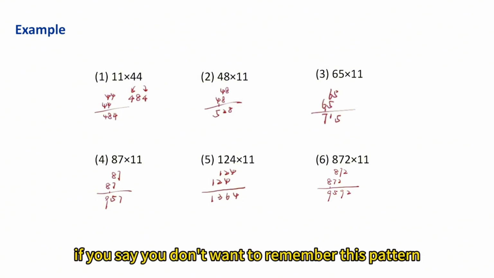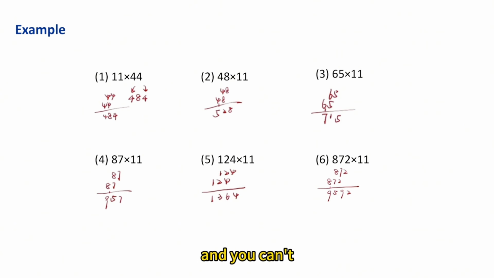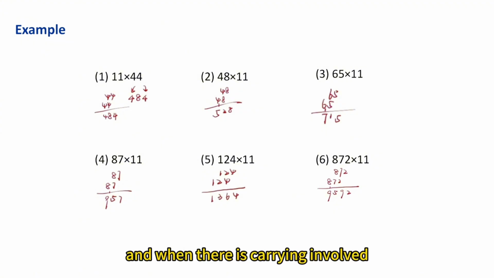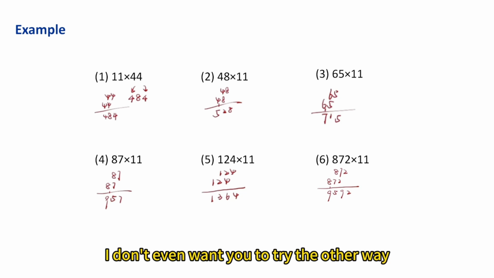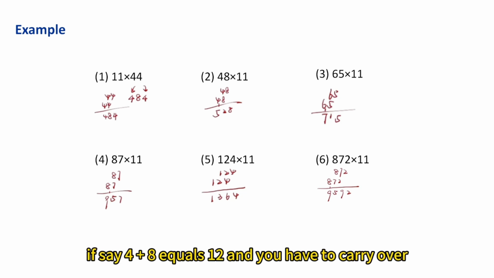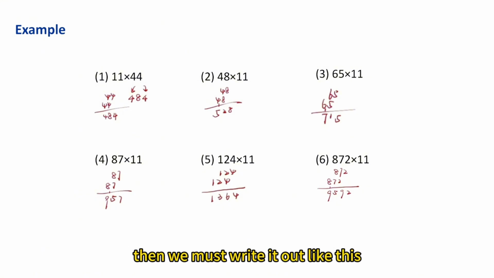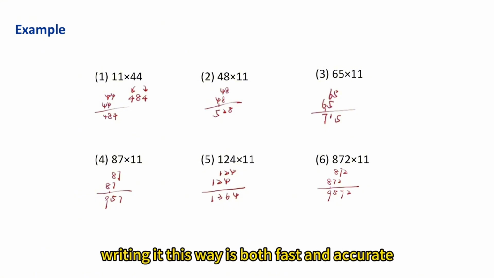Of course, if you say you don't want to remember this pattern, and you can't, that's okay. You can just do it this way. 44, 44. See how simple? You get 484. It's the same, right? And when there is carrying involved, I don't even want you to try the other way. If, say, 4 plus 8 equals 12 and you have to carry over, then we must write it out like this. Writing it this way is both fast and accurate.